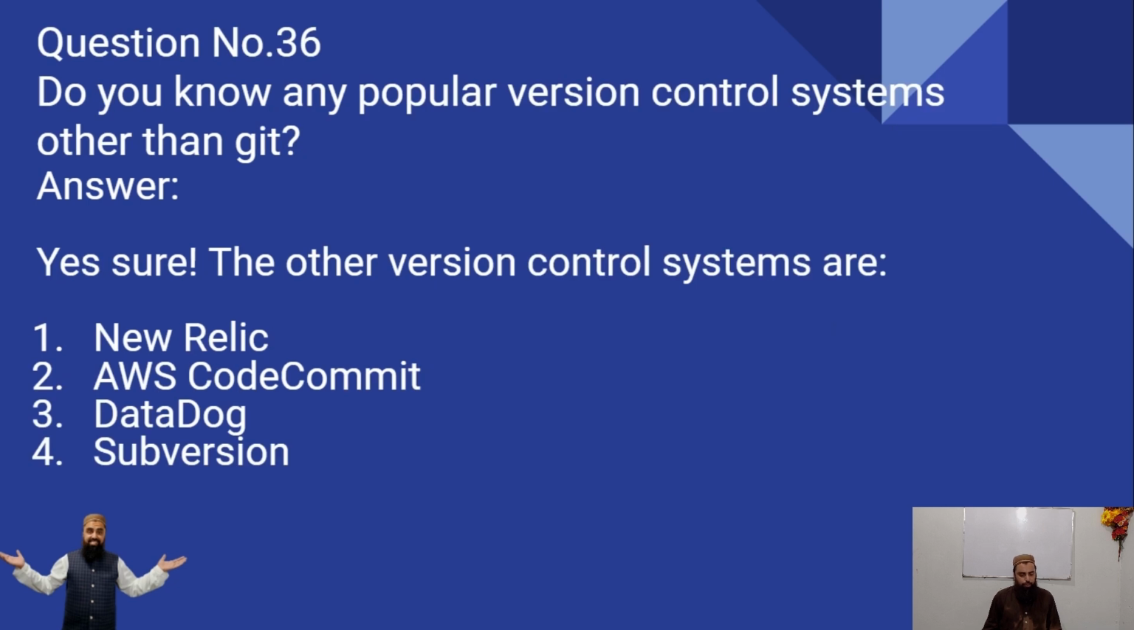Question number 36. Do you know any popular version control systems other than Git? It is a good question, and it is simple, but you must know other version control systems like New Relic, AWS Code Commit, Datadog, Subversion. Above all, AWS Code Commit is one of the important version control systems after Git, and I have seen a number of jobs in which the companies are using AWS Code Commit for their version control instead of Git. They use Code Deploy to deploy that code. So these are other version control systems.